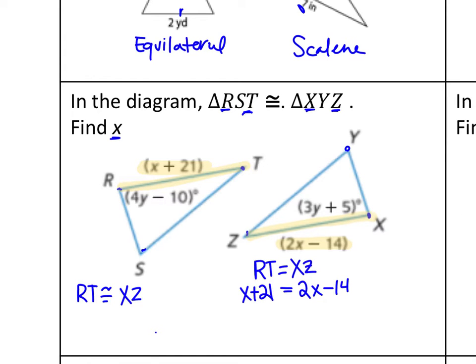Right? So now all we have to do is get X by itself, solve for X. Remember, to do that, we have to get X on the same side. Okay, so that leaves us with 21 equals X minus 14. And then after that, we add 14 to both sides. So X is a value of 35.